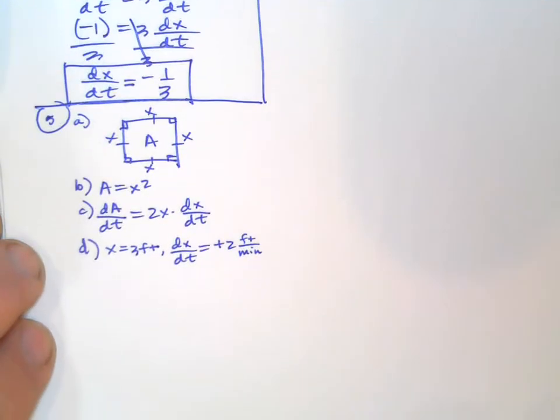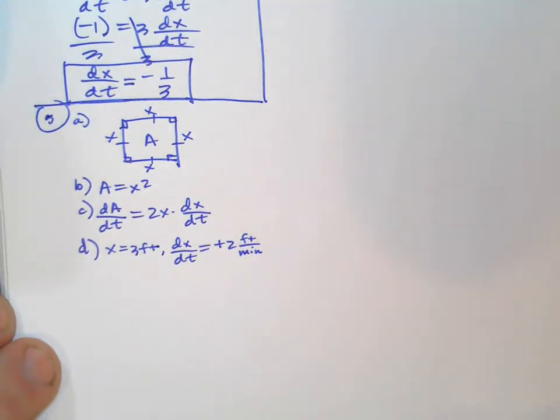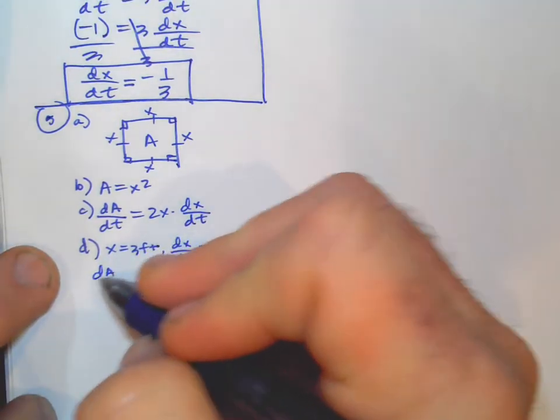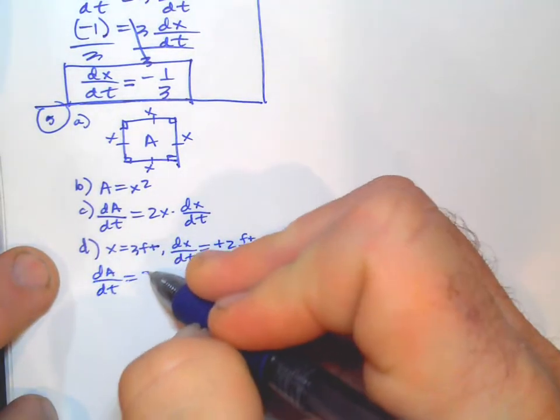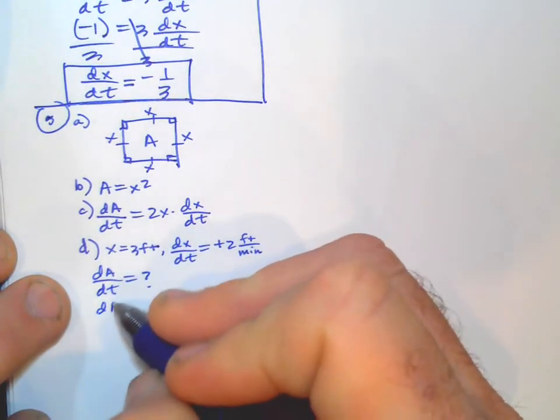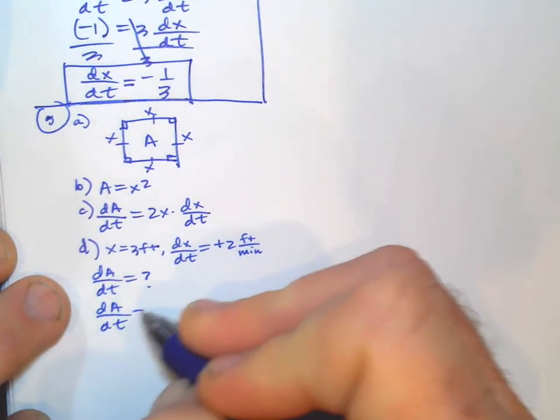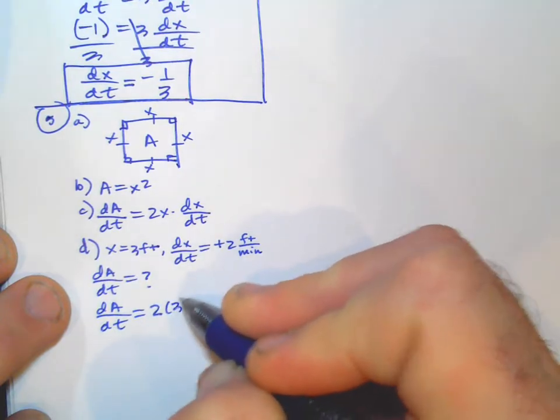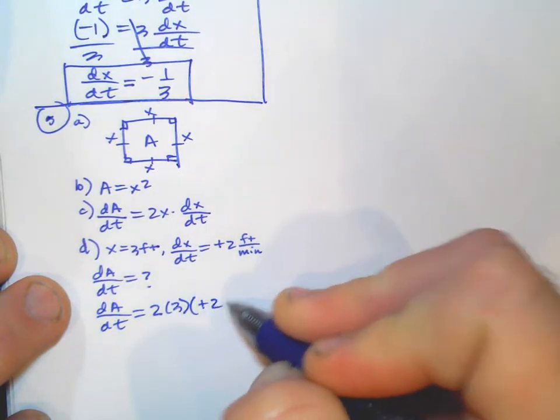Positive. Make sure you note that. Okay, how fast is the area increasing? So we're looking for dA/dt at that instant. We already have the derivative, dA/dt, and we just have to plug in the x value, which they told us was 3, and dx/dt, which they told us was positive 2.